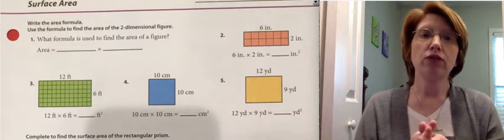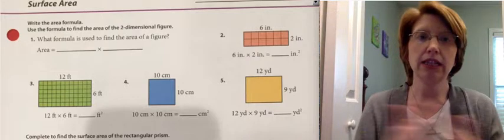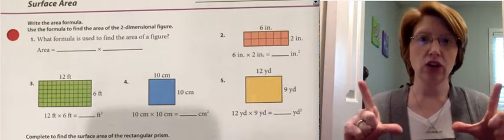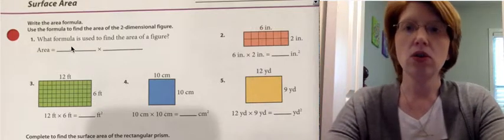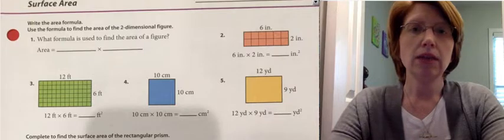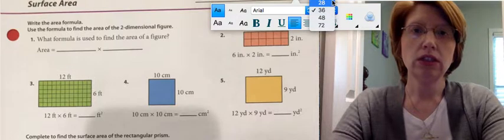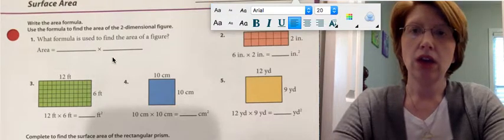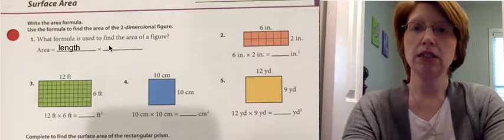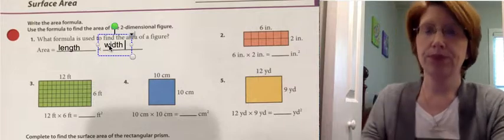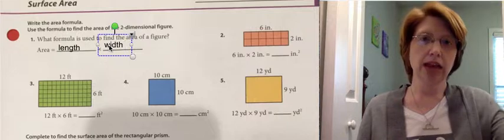But the first thing we have to remember is how it is that we find area in the first place, which we already talked about before. Okay, so of a 2D figure, a flat figure, how do I find the area? Remember area is length times width. Okay, length times width, and so we're just going to take one side times the other side.